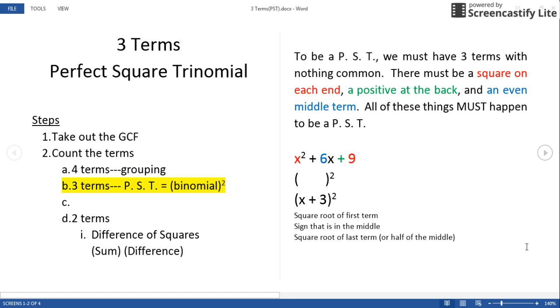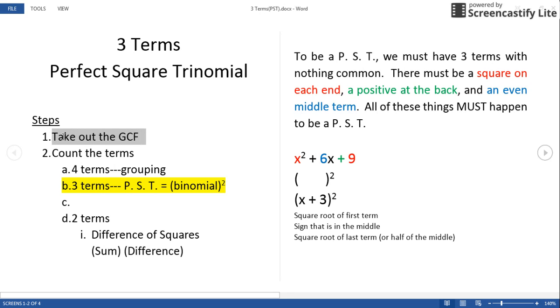When there are three terms and we're trying to factor, we should always say, boy, I hope it's a perfect square trinomial. Perfect square trinomials are going to be very easy for us to factor. So anytime you see three terms, say, boy, I hope it's a perfect square trinomial. Let's remember our steps for factoring.